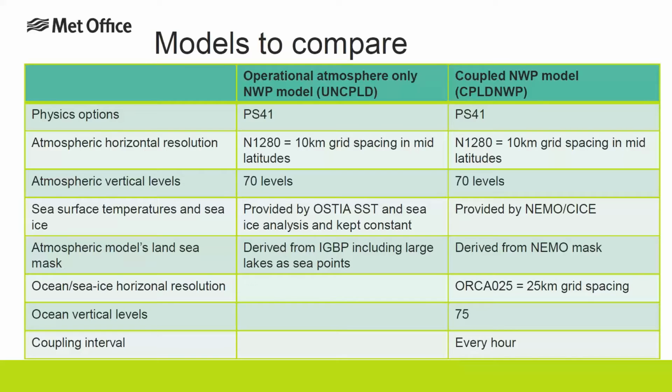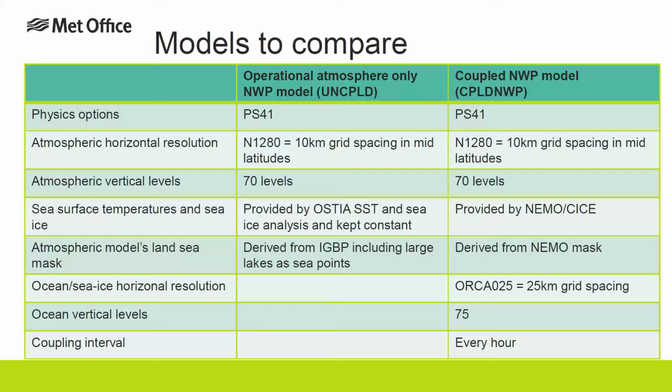So the physics options. The middle column is the operational model, and the right-hand column is the coupled NWP model. The physics options are the same between the 2 models that I'm comparing. The atmospheric resolution is N1280, which is about 10 kilometers grid spacing in mid-latitudes. The number of vertical levels in the atmosphere is 70.